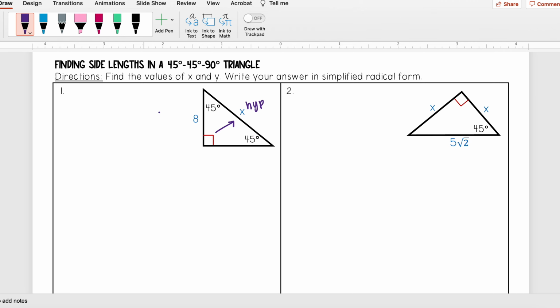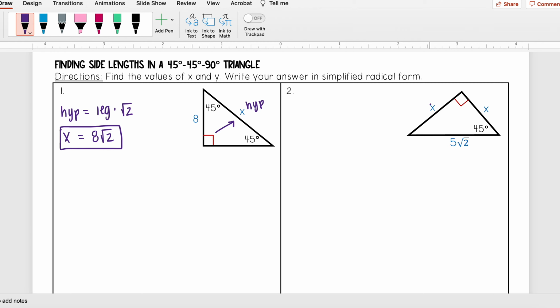And so I can go ahead and write that equation. So I know that the hypotenuse is equal to the leg times the square root of 2. Well, my hypotenuse here is x, so I have x is equal to the leg, which is 8, times the square root of 2. Look at that, I can't simplify that further, so that means that is my answer.